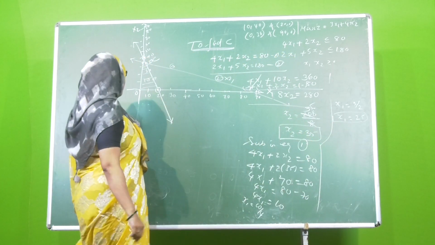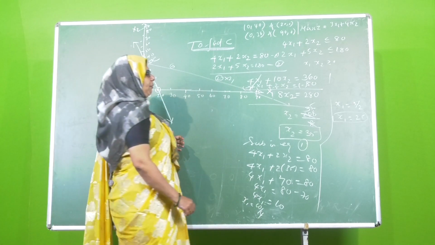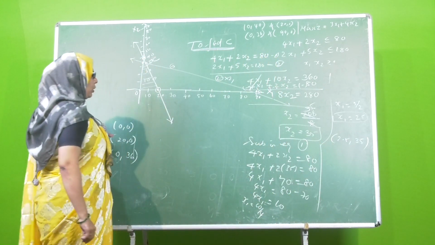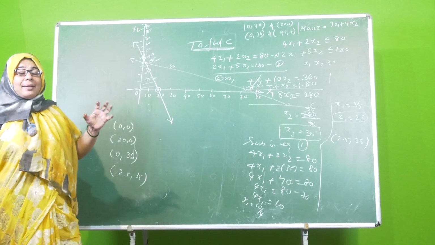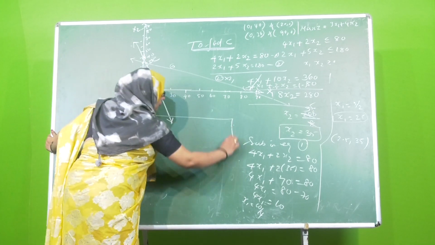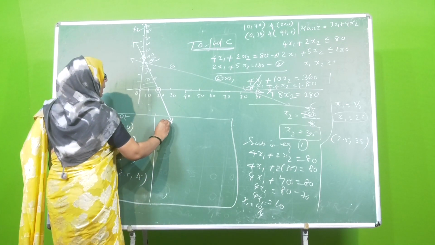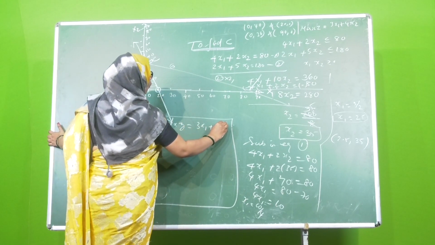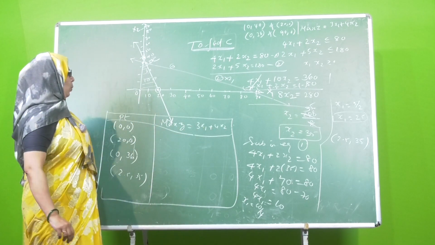That is the fourth point of the bounded area, that is (x1, x2) equal to (2.5, 35). 2.5 comma 35 is the fourth point. Now we find the maximum point. Maximize z is equal to 3x1 plus 4x2. Now we are going to substitute these points in this equation.